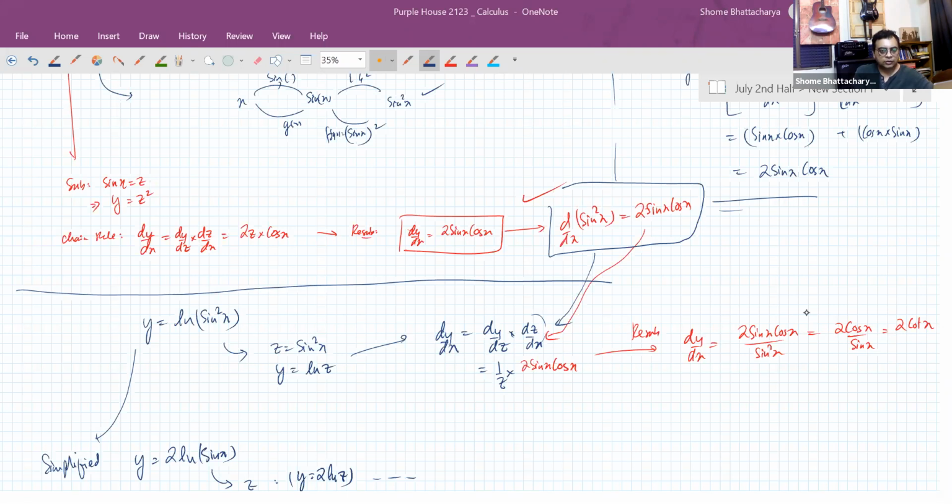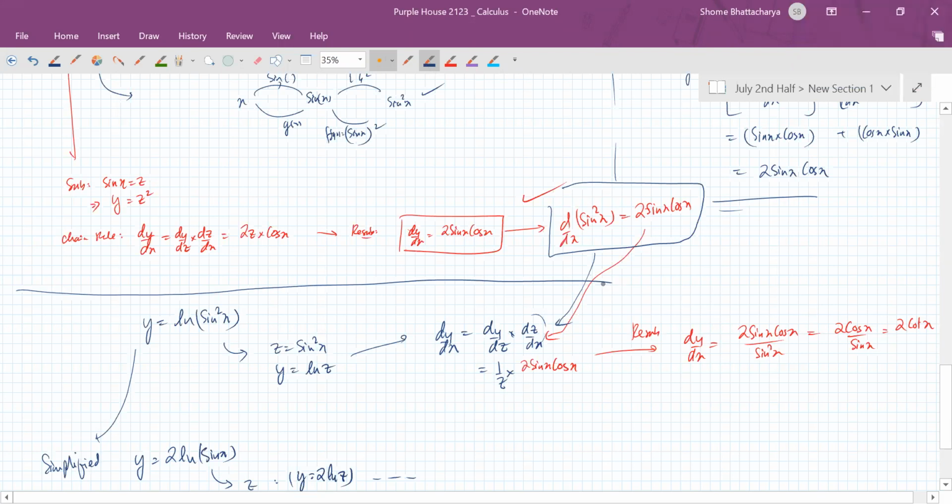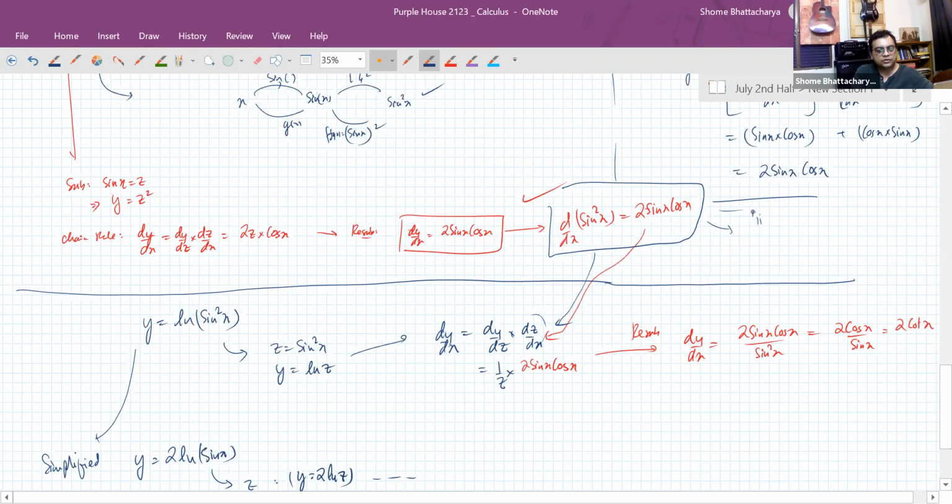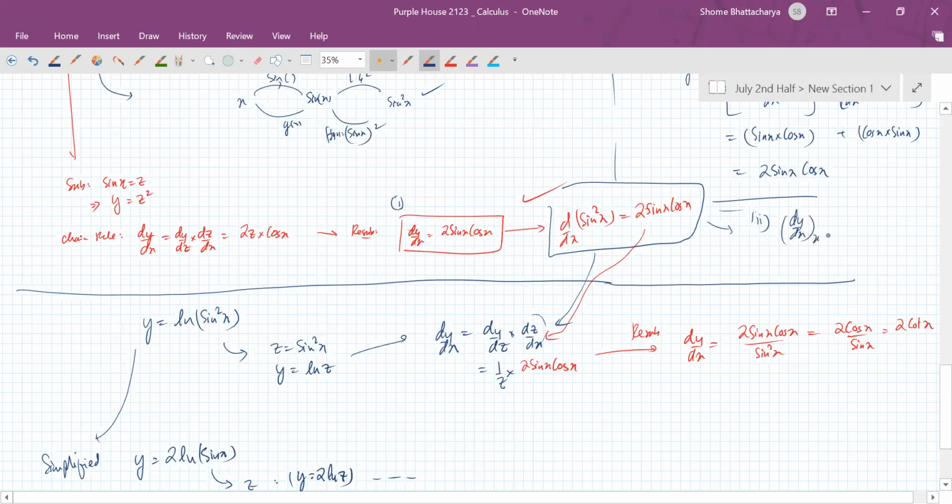Okay. Now coming to the last part. Oh, sorry, I skipped one thing in between. In this, I also wanted to calculate the second part. First part was dy by dx. Second thing is I wanted to find the value of dy by dx. So the answer is 2 cot x, right? Yeah.